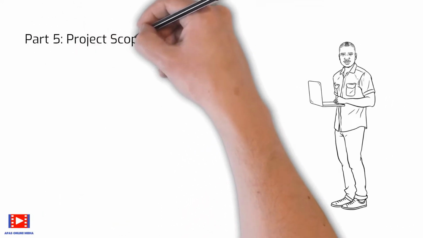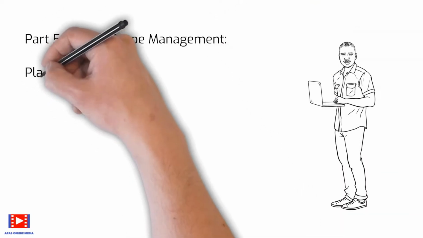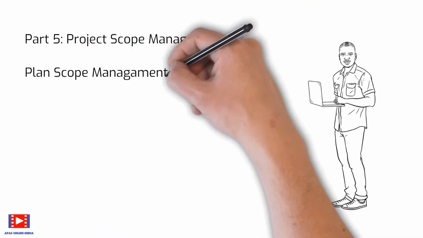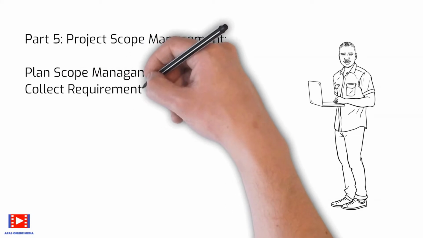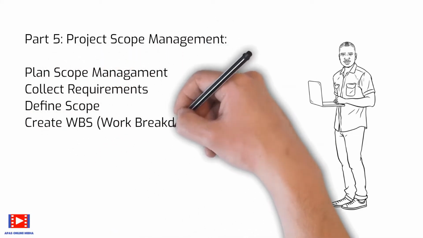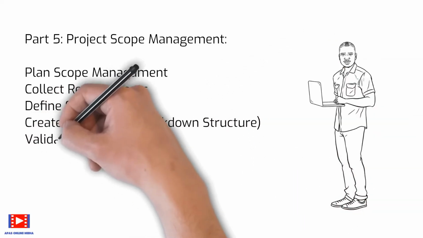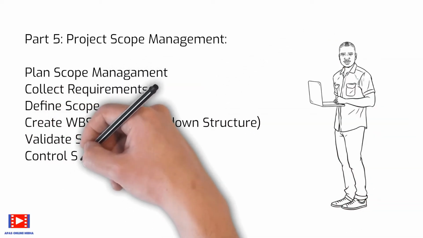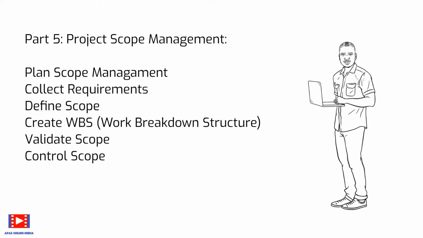Part 5: Project Scope Management. In this part, we will be going through the below given processes which make project scope management successful. These processes are plan scope management, collect requirements, define scope, create WBS, validate scope, and control scope.